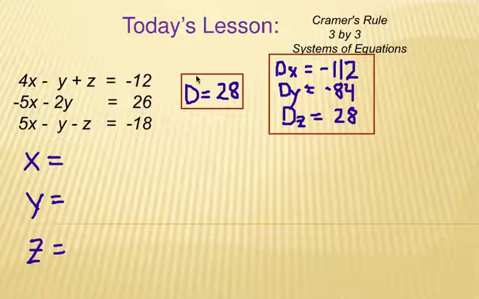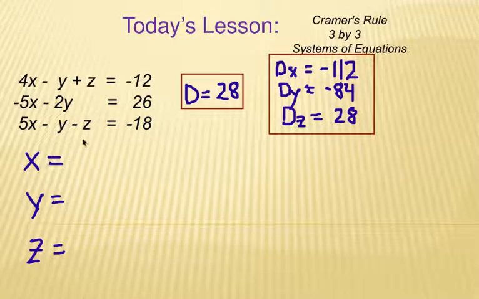So here's the answers we have so far. The determinant from the coefficients is 28. The determinant of the x group is negative 112. Determinant of the y group is negative 84. Determinant of the z group we just found is 28. So Cramer's rule is simply this.